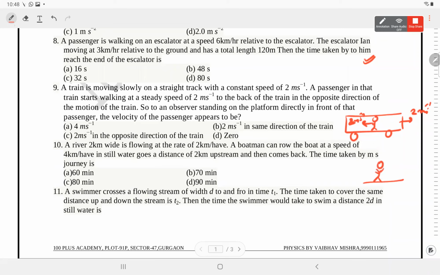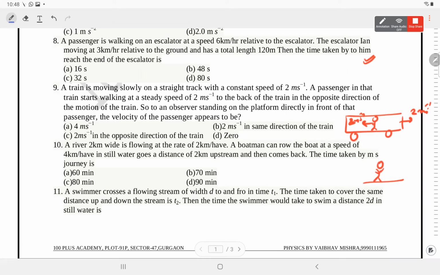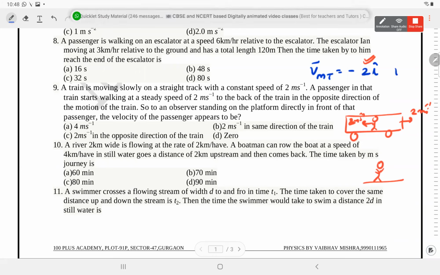Because the man is moving on the train, his velocity of 2 meter per second is with respect to the train. Velocity of man with respect to train is minus 2 times i cap, and velocity of train is 2 times i cap. Both will be added. So minus 2 plus 2 add to 0. Velocity will be 0. The person on the train seems to be at rest.